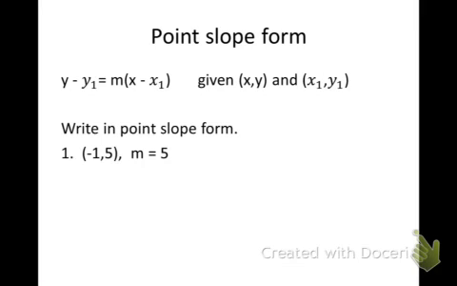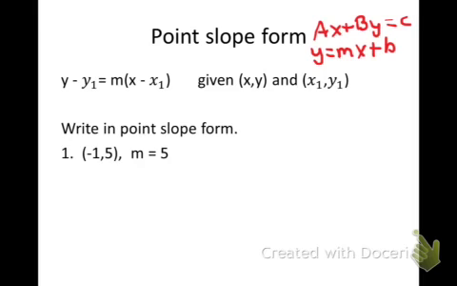Another form of writing an equation is called point-slope form. So remember the other two that we know so far are standard form, which is ax plus by equals c, and slope-intercept form, y equals mx plus b. We're going to be using all these forms today.